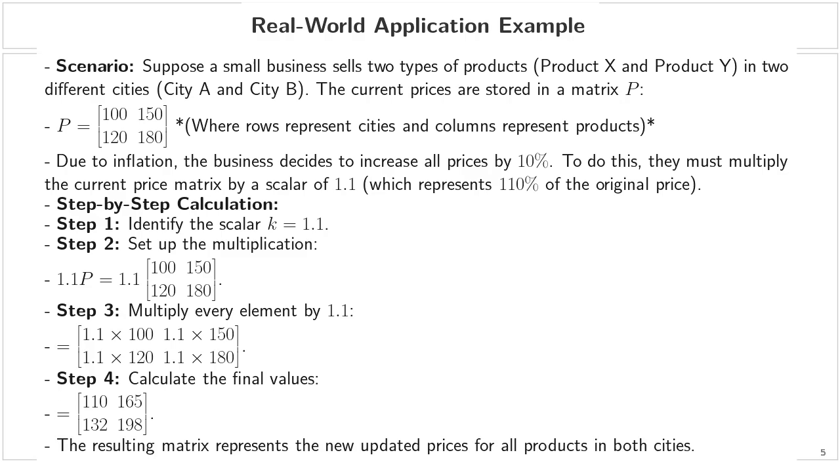This resulting matrix provides the business with the updated prices for all products in both cities, while maintaining the original structure of the data. Now that we have covered the formal definition and the general steps of scalar multiplication, let us look at how this concept is applied in a real-world scenario to better understand its utility.